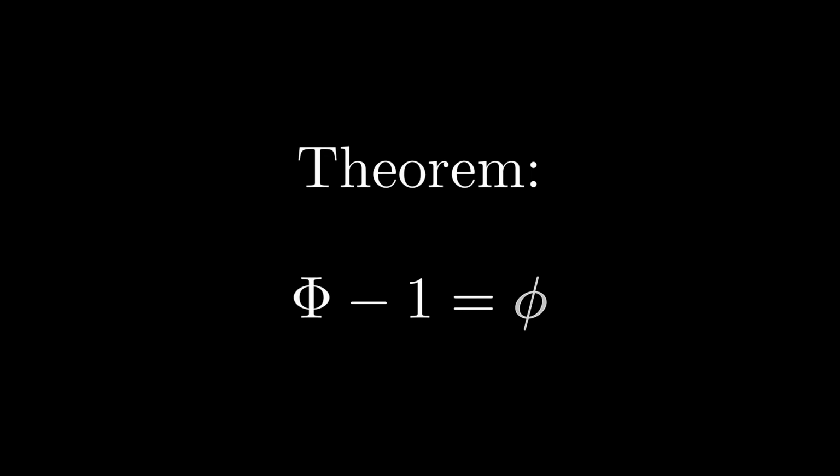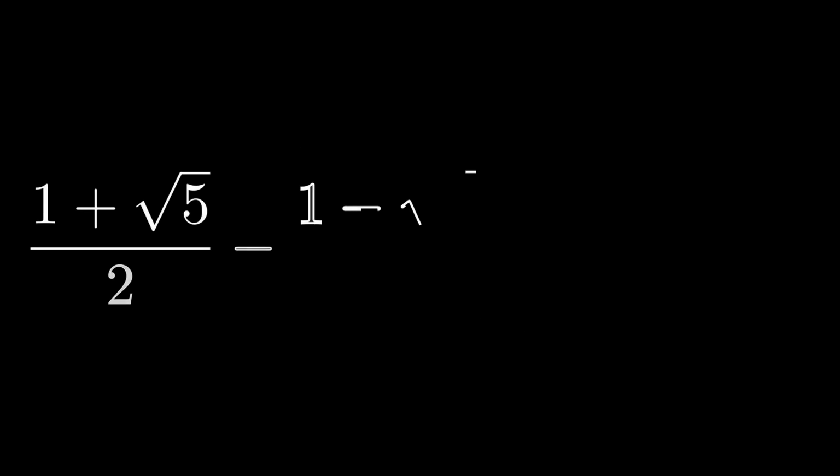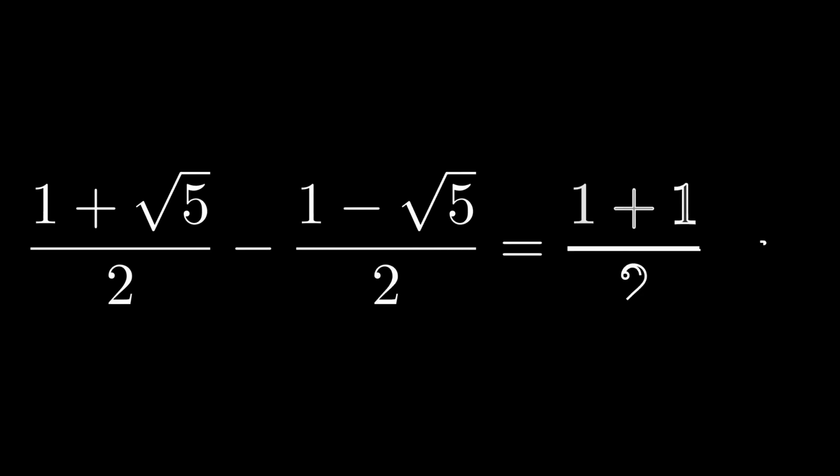Can you think of a reason why this might be true? Give it a try, and then continue watching. The statement that capital Phi minus 1 is equal to lowercase phi can be easily shown if we take the solutions of our quadratic and then subtract them. The square root of 5 over 2 cancels out, we are left with 2 divided by 2, which is equal to 1, thus proving the equation.